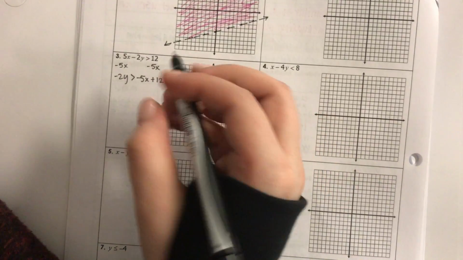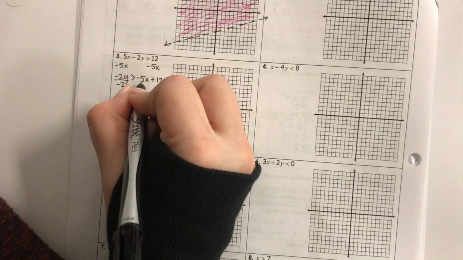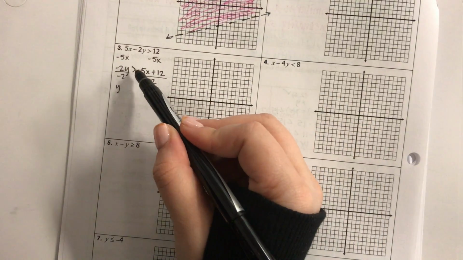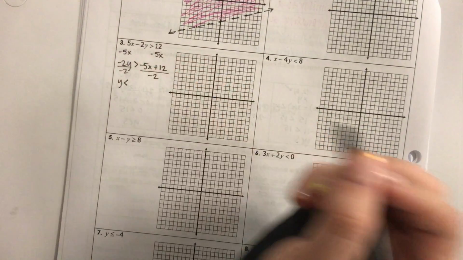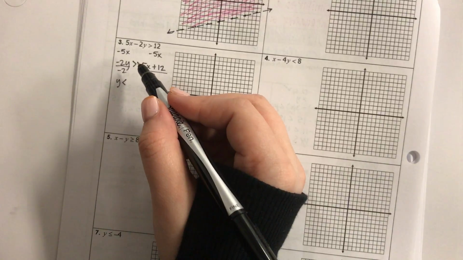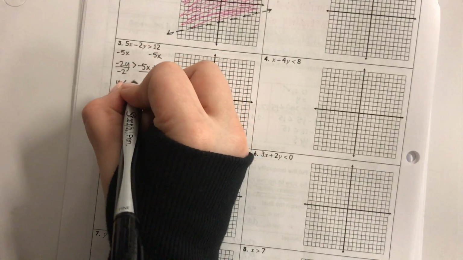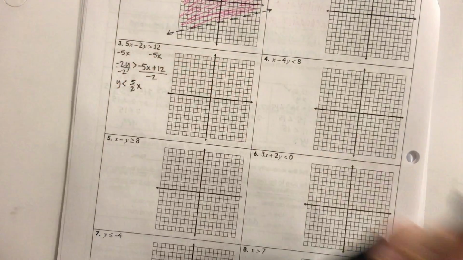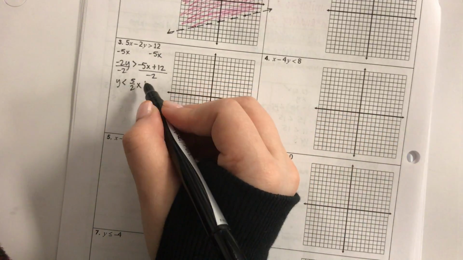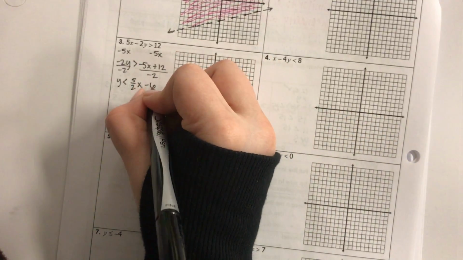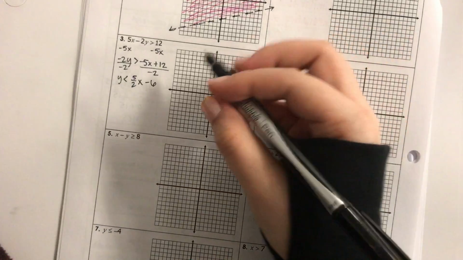Y is not by itself, so I need to divide everything by -2. So y, I divided by a negative, so I need to switch the sign. There's a lot to remember here. -5 divided by -2 is just a positive 5 over 2. Positive 12 divided by -2 is -6. So I'm going to start at -6.